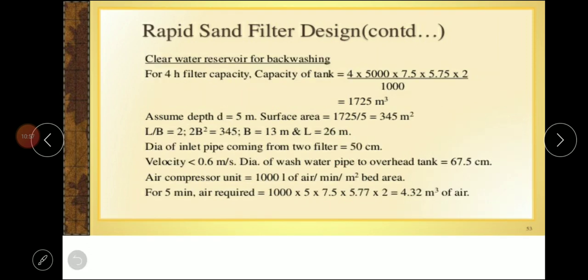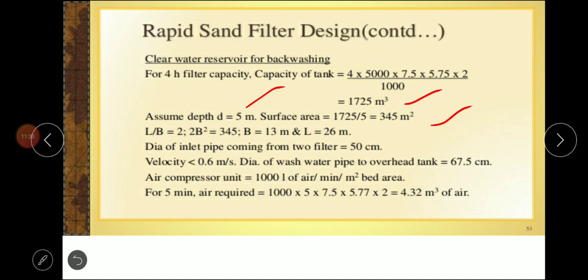Then clear water reservoir for backwashing. For 4-hour filter capacity, the capacity of the tank is equal to 4 into 5000 into 7.5 into 5.75 into 2 divided by 1000, is equal to 1725 meter cube. This is the capacity of the tank. Assume the depth D is equal to 5 meter. Surface area is 1725 divided by 5, is equal to 345 meter square.